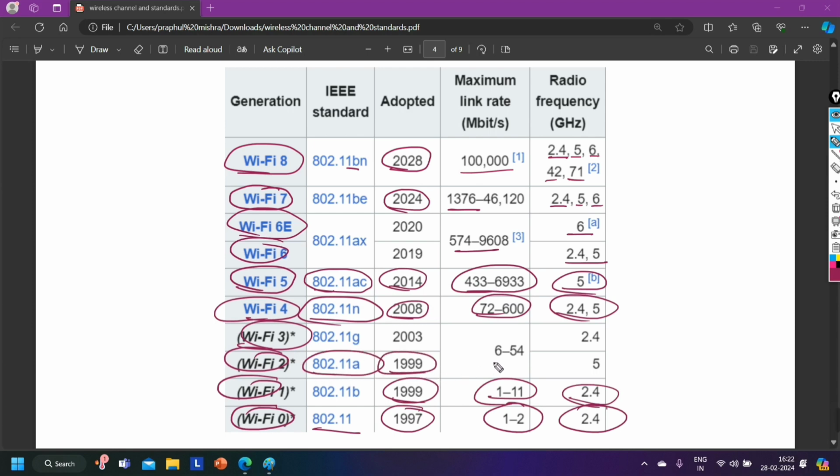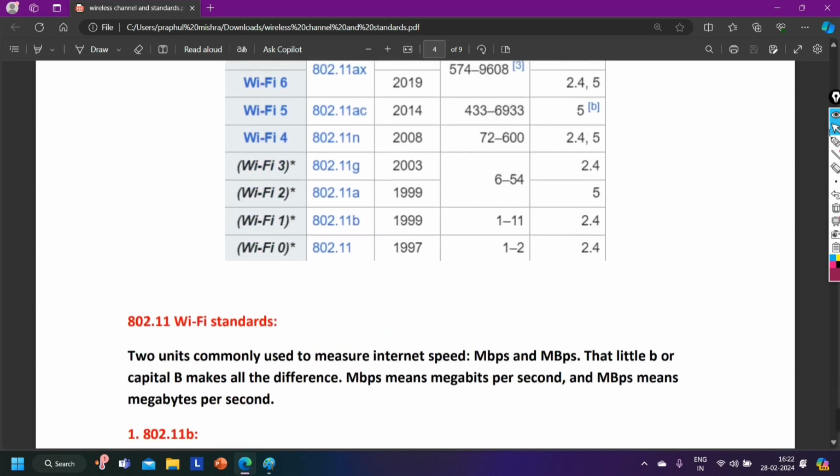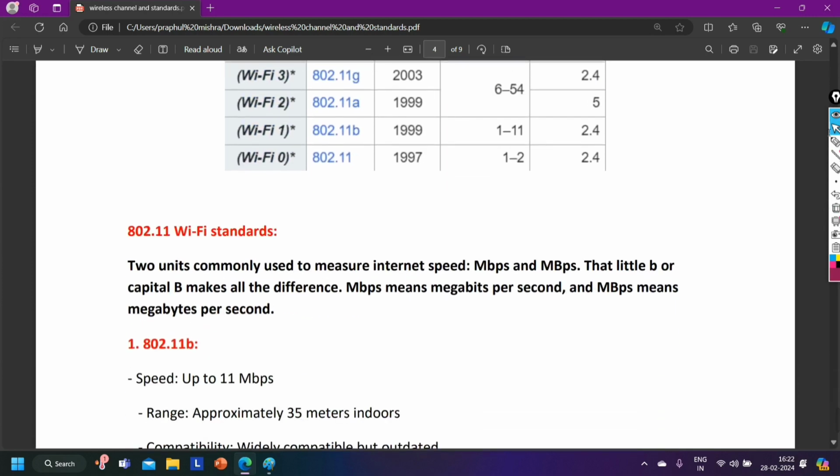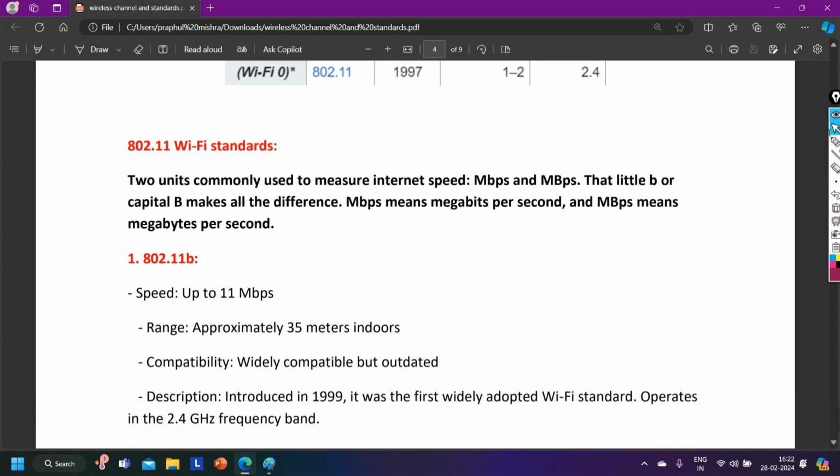802.11a launched date this, speed this, operates on both 2.4 as well as 5 gigahertz. Now hope the standard is clear, guys. Again, if you want to learn more about this standard, in the PDF I have mentioned what is the speed you will get over here.